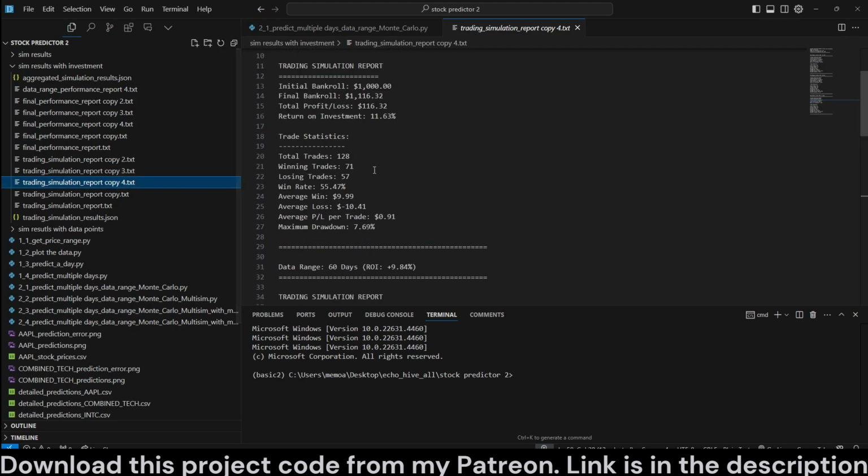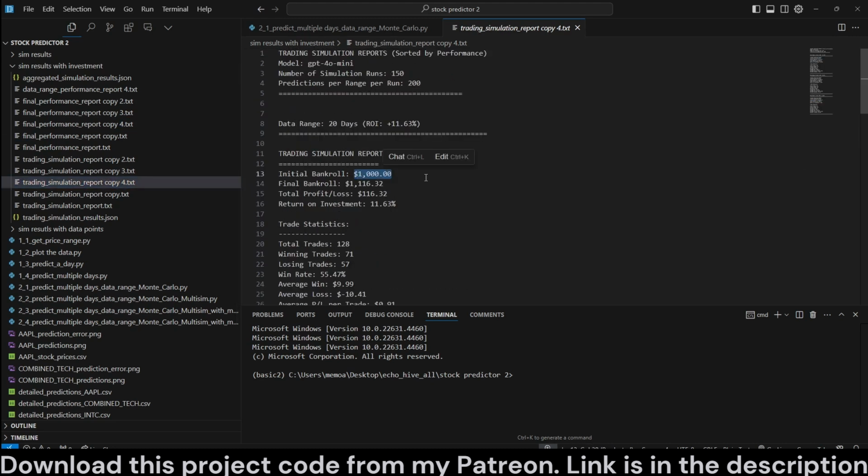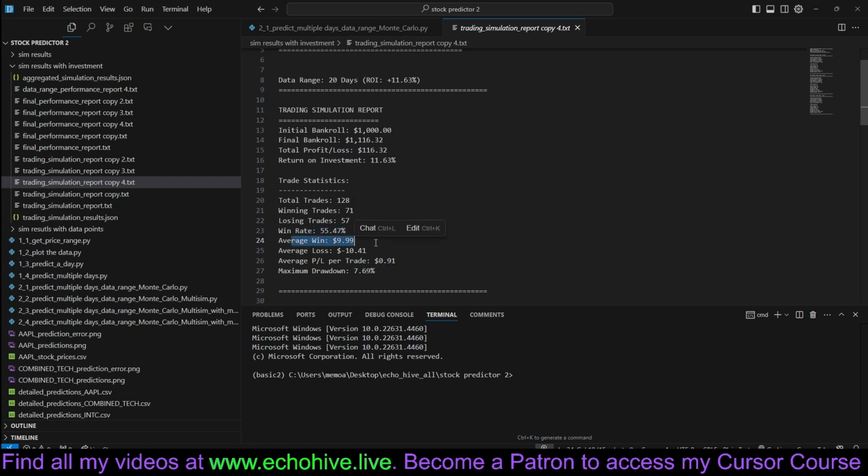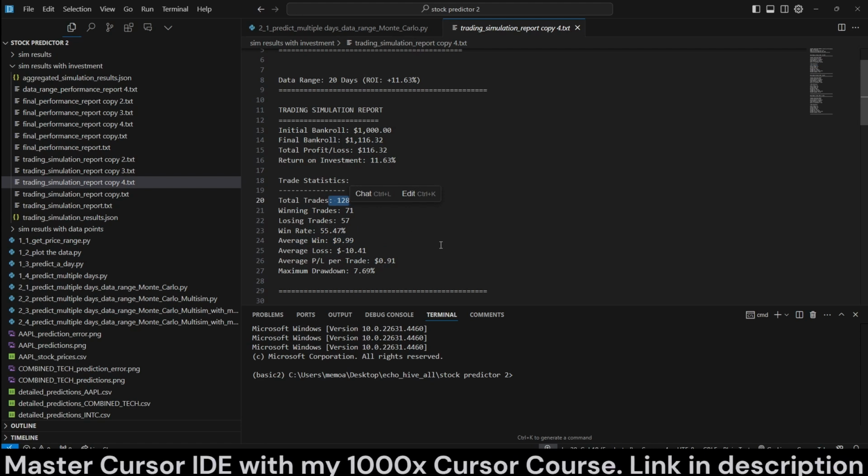The trading simulation report, with play money, pretends to bet or invest $1,000 each time and runs these trades. For example, if you take a look at the trade statistics, it was able to do 128 trades. There were 71 winning trades and 57 losing trades. The win rate was 55%. Average win was 9.99. Essentially, it led to the final bankroll being 1,100. That is not actually significant across 128 trades, I suppose, but it's an 11% return.